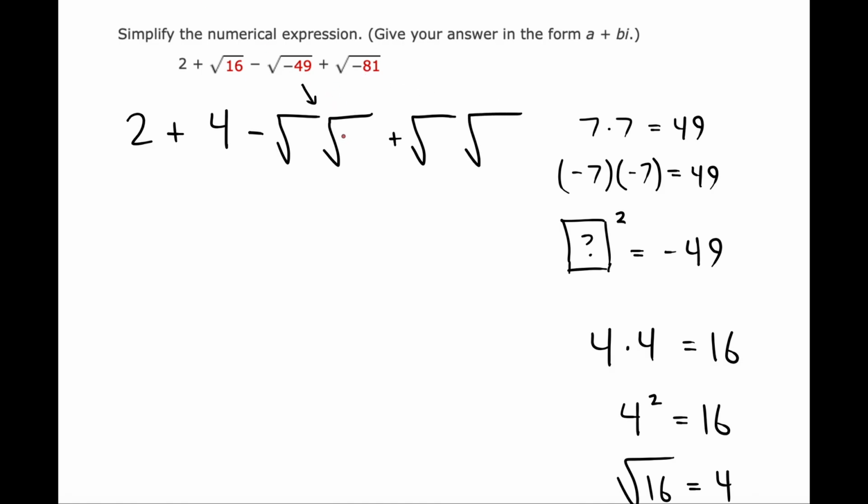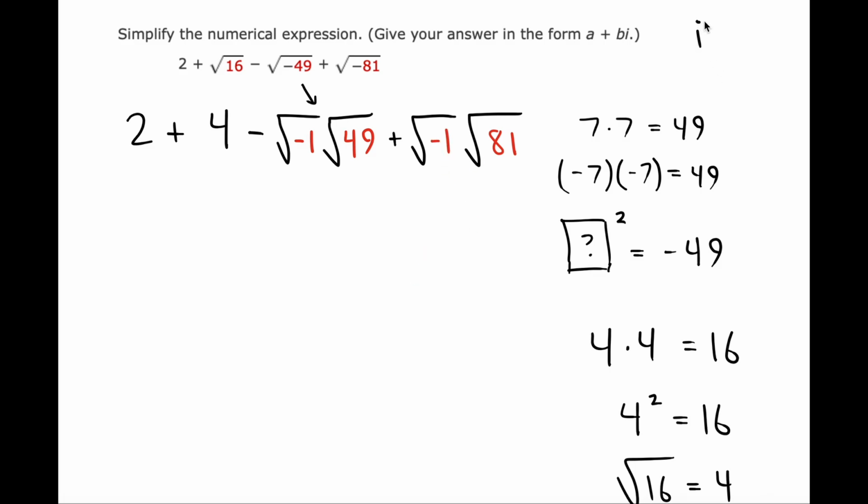So what I'm going to do is put the 49 on the right, and on the left I'm going to put negative 1. I'll do the same thing for the negative 81. Put the 81 under a radical and put the negative 1 radical to the left of it.